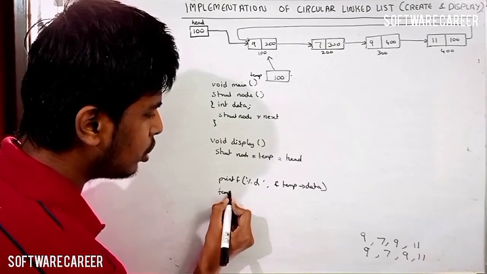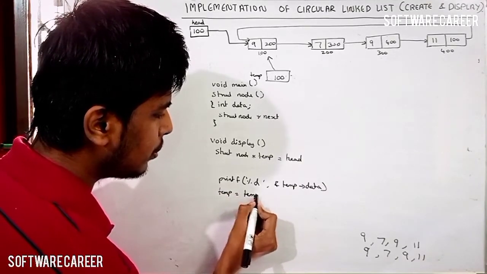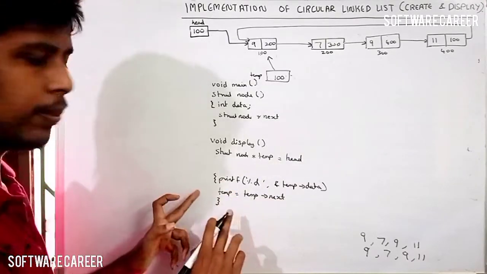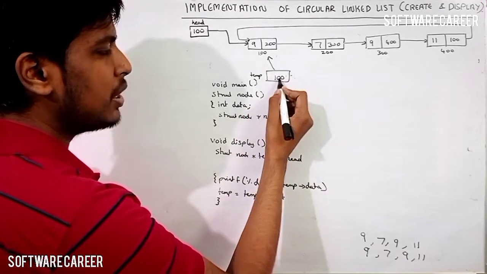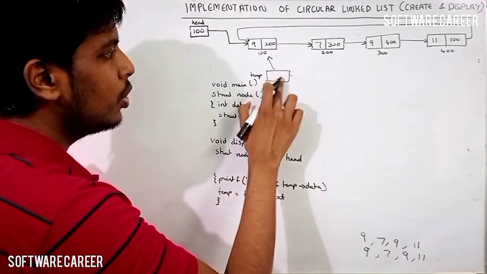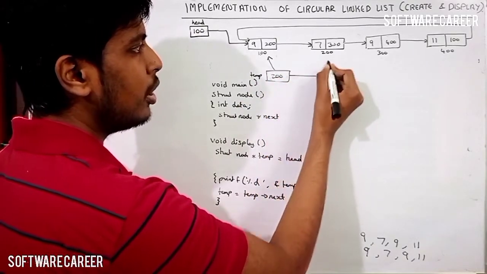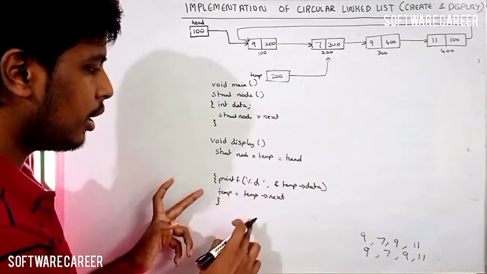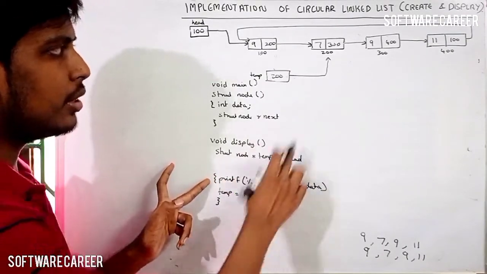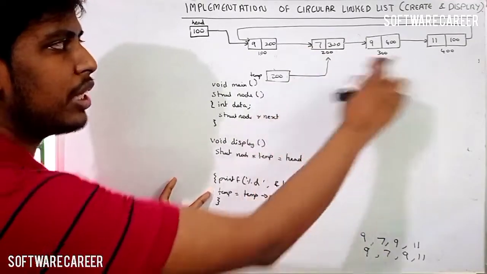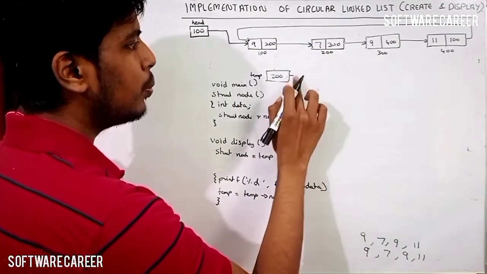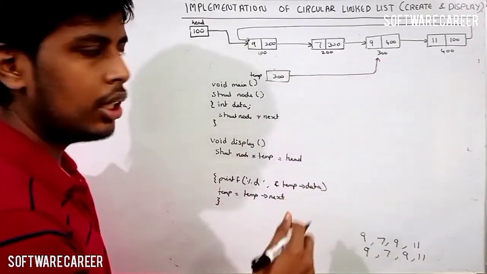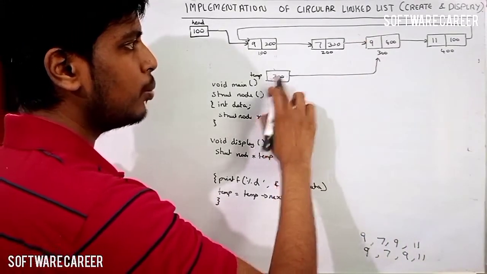How to move, I'll write. See, temp equals temp next. Now temp is 100. 100 next is 200. So 200 gets stored here, and this pointer points to the node having address 200. You have moved. Now again it goes into this step. It prints the data present here, 7, and moves to the next node. Now it moves to 300. Now it's pointing to the third node.